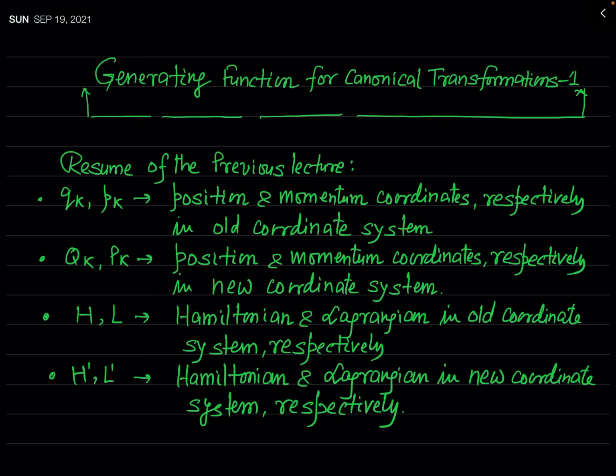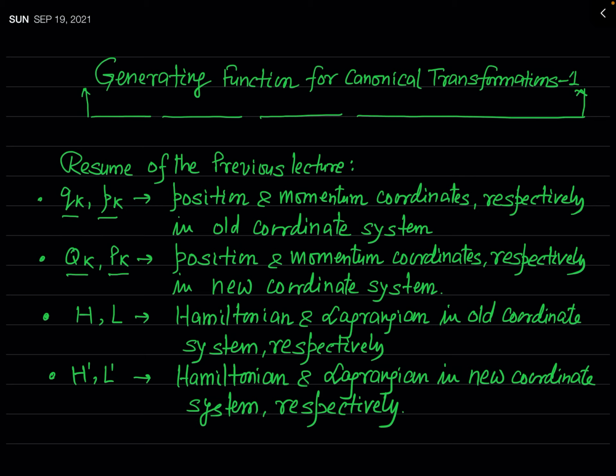Today our aim is to find the generating function for this transformation. And for that I have mentioned here the resume of the previous lecture. You can see here that a small qk and a small pk are the position and momentum coordinates in the old coordinate system. And when you change to a new coordinate system, then you have assumed that the position coordinate is denoted by capital QK and momentum coordinate by capital PK.